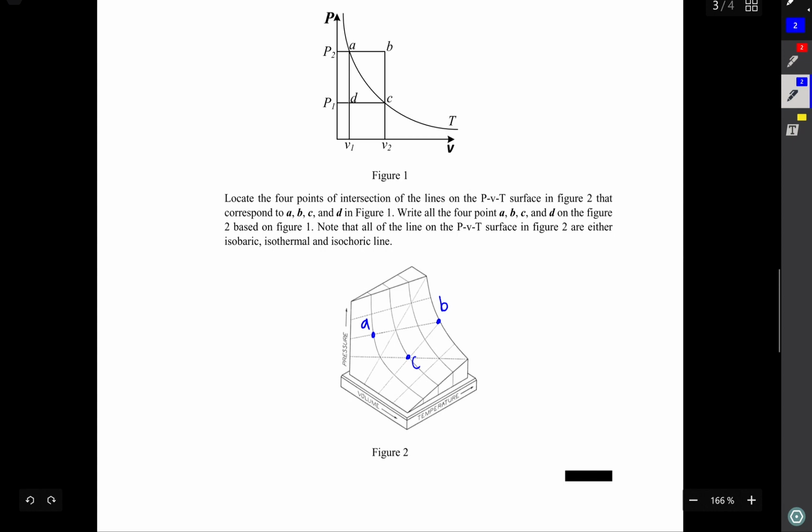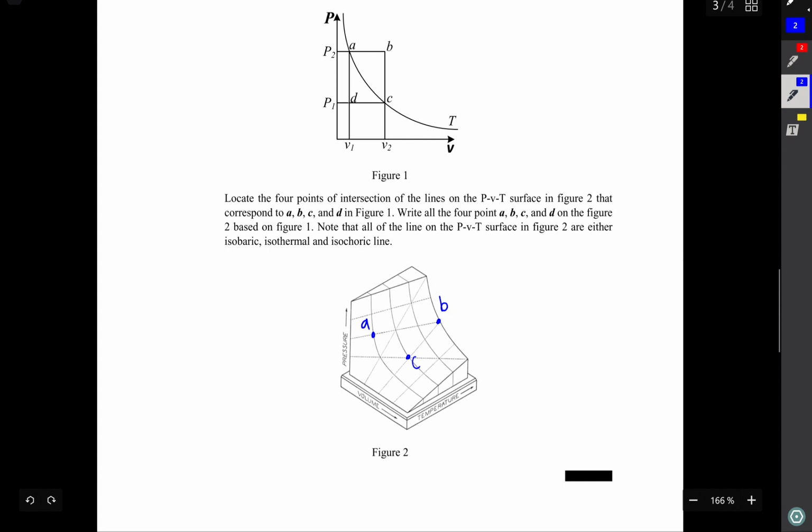Then when we want to put C, it can be anywhere here, because this one is constant volume. This is one volume, another volume, another volume, so all the way through here is the constant volume, which is indicated by this line. So you can have C anywhere here, but there's another point.